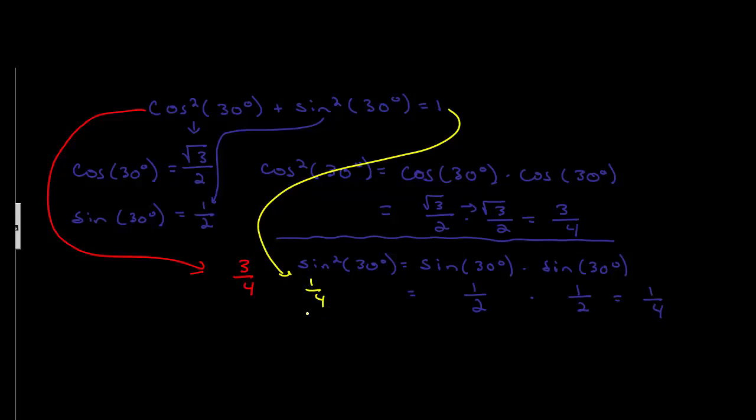is 1/4. So if I grab these two, if I take 3/4 and add it to 1/4, that's like this. This is the 3/4. This is the 1/4. I end up with 4/4, which is 1. And that's what I wanted to show is equal to.